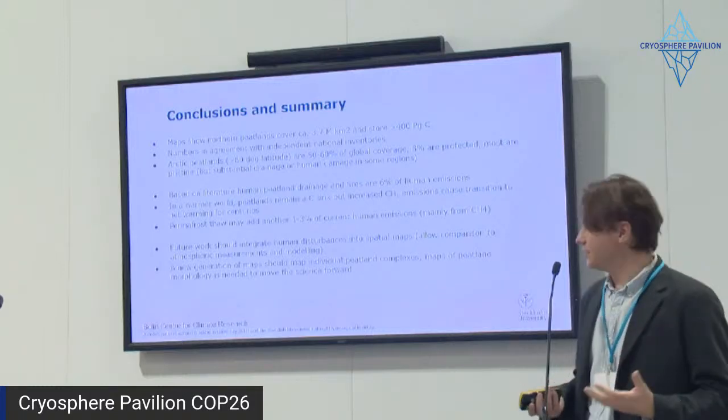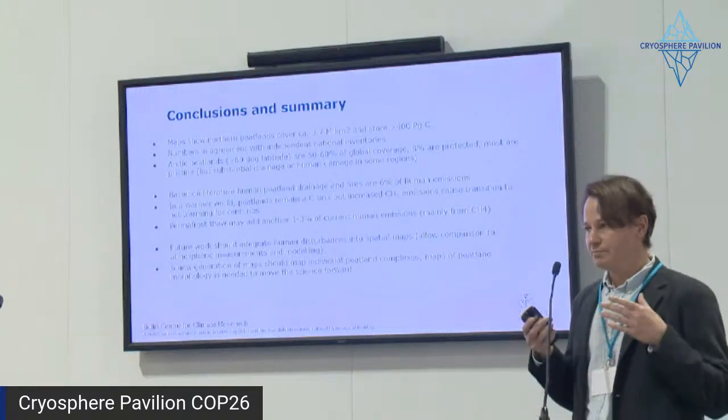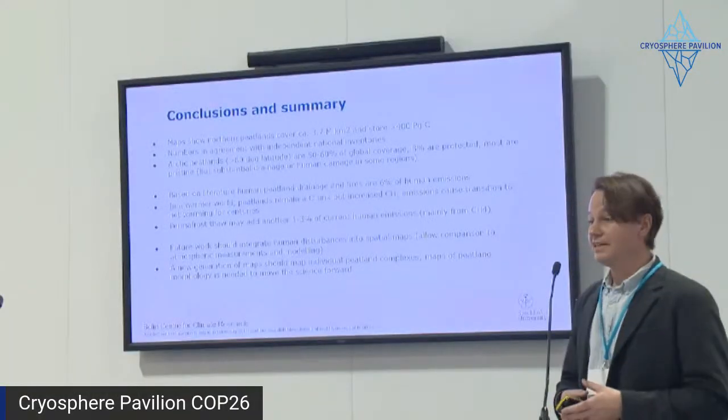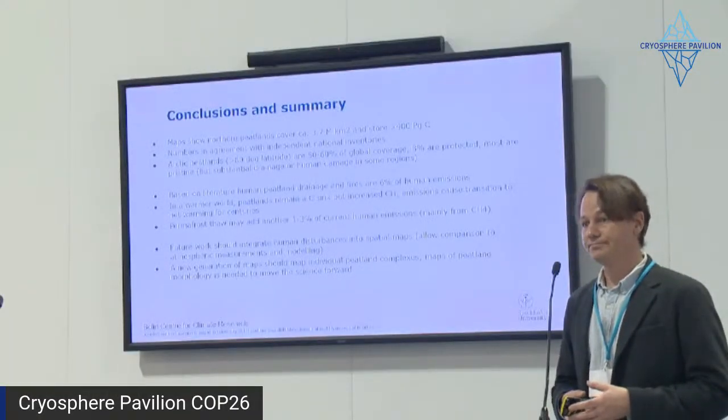I think that a new generation of maps should become available at a spatial resolution where you can map individual peatland complexes, saying over there there's a peatland, here there's not. Right now we just have general maps showing the percentage of peatland over large areas. We need to do better. We need to know that's a peatland, that's not a peatland. We also need to know roughly what type of peatland it is, because that will make a big difference under warming scenarios, and whether it has been drained or not. That's what we need to move the science forward.